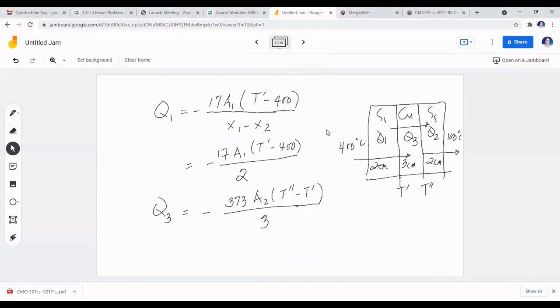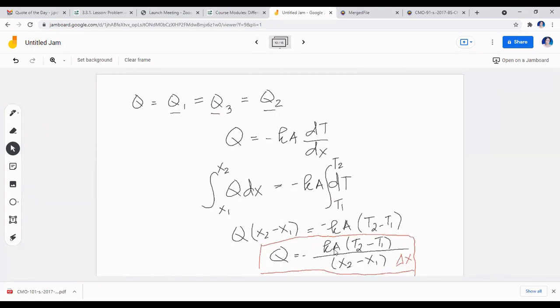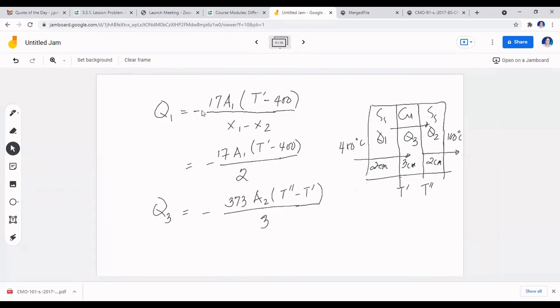So we will proceed. Now, if we will determine Q1, the amount of heat transferred in the stainless steel plate on the left side of the copper plate, if we substitute values on the k A (T2 minus T1) over thickness delta X, this would be it. So you have 15 A1 for the cross-sectional area of this face here. Then we have T prime minus 400.